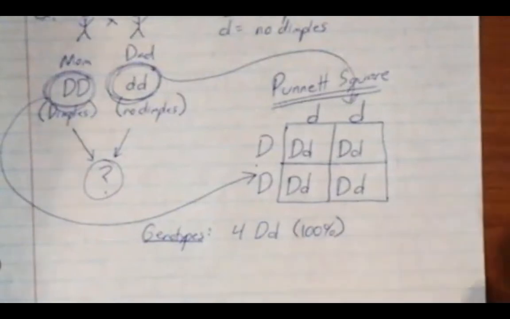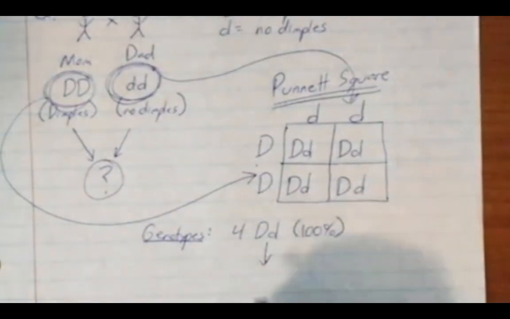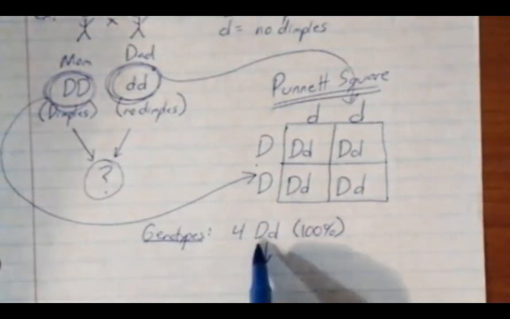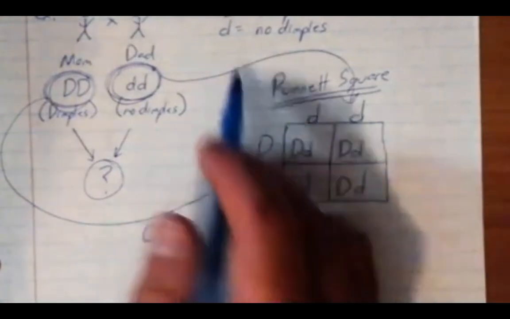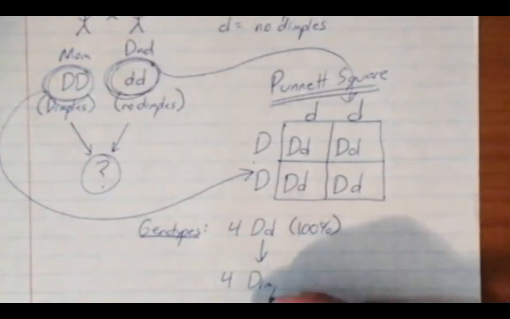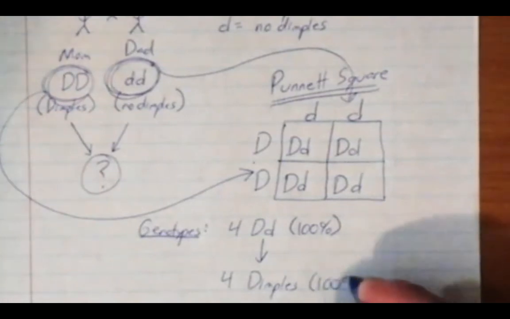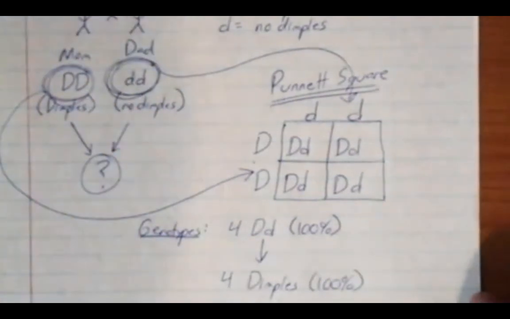So then you go, well, is the kid going to have dimples? Well, if they have capital D, lowercase d, what will the child have? The capital D will dominate over the recessive, and dominant is dimples. So yes, all 4 possibilities for children will have dimples. So there is a 100% guarantee that this mom and dad will have a child with dimples. Doesn't matter if it's a boy or girl, this child will have dimples.